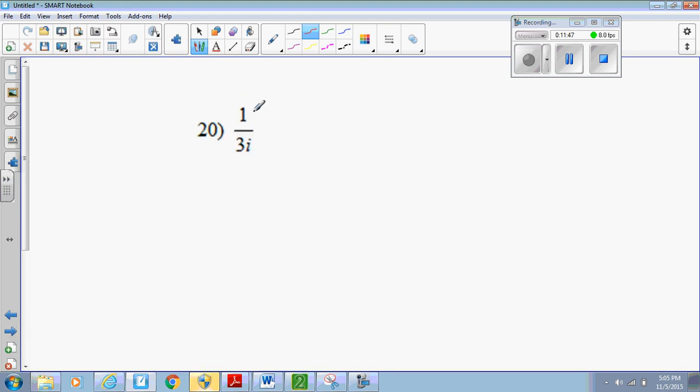Now here, when we have an i in the denominator, we don't want that. To get rid of that i, we're going to multiply top and bottom by i. Technically, I'm multiplying the whole thing by 1, so I'm not changing the value. So this top now becomes i, and the bottom becomes 3i squared.